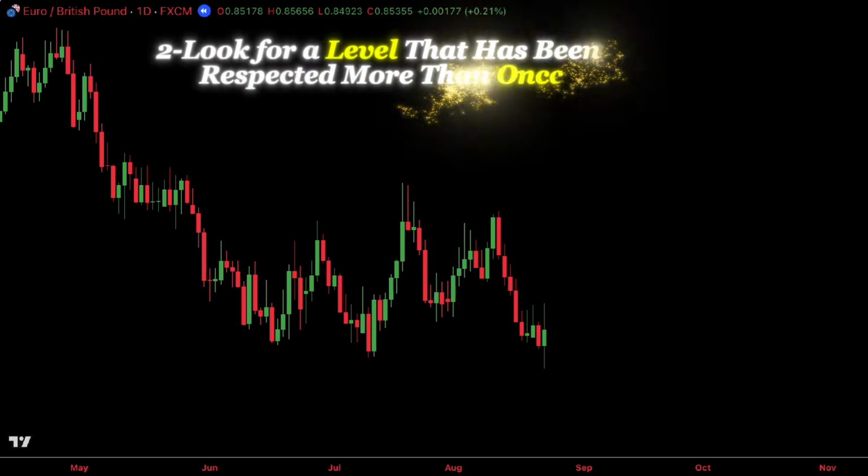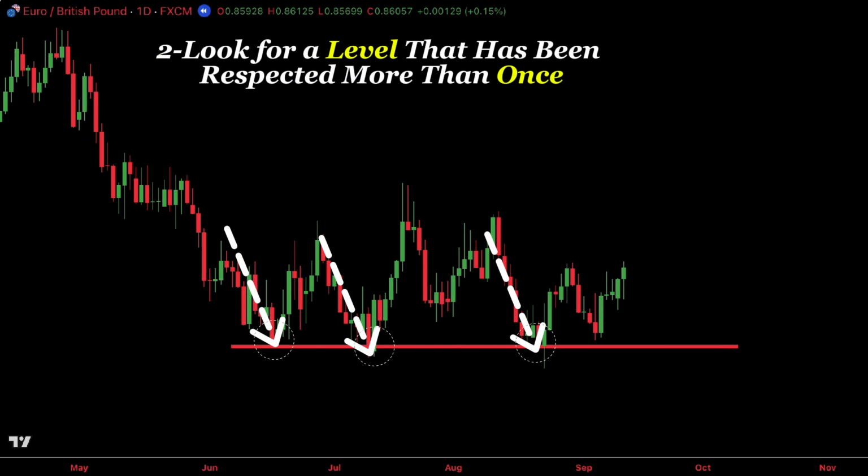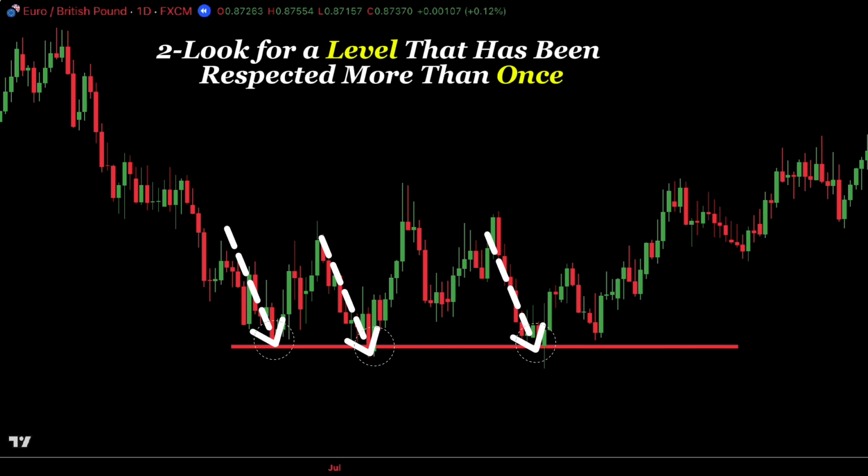Once you've identified a potential support or resistance level, check whether the market has reacted to it before. A single reaction can mark an important level, but the probability of a successful reversal generally increases when price has respected the same area multiple times.